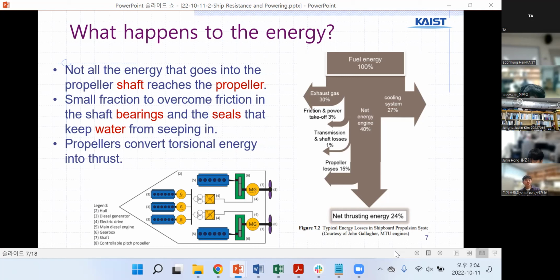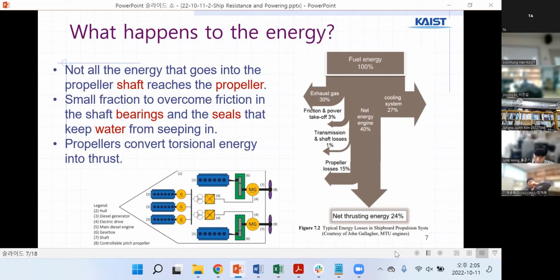Oh, there is a propeller loss, right? So only 20%, 4% is used from the fuel. So not all the energy goes into the propeller shaft. The propeller is here, right? A small fraction goes to overcome friction in the shaft bearings, friction, and water. So the propeller converts torsional energy to thrust.